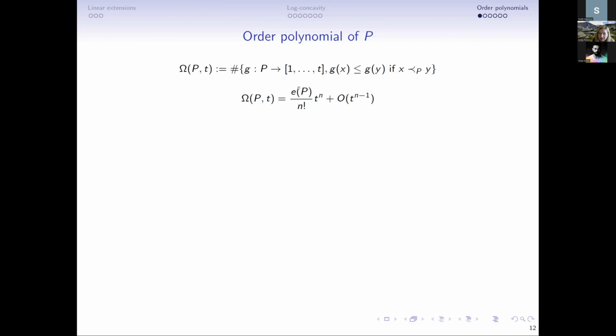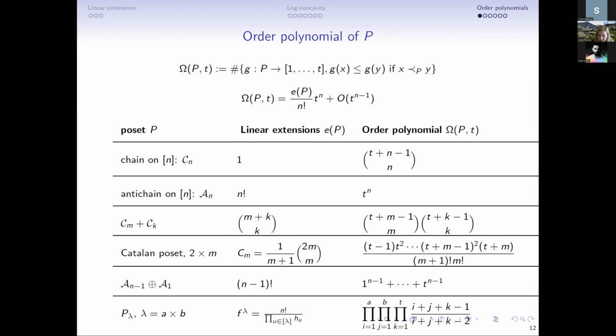And it turns out, as a function of t, the number of values that this function can take is actually a polynomial in t. The leading coefficient is the number of linear extensions over n factorial, and then there's some other terms. So it already contains a lot of our information. Here are some examples from earlier. So here are our posets, and this is what the order polynomial looks like. So this is a generalization of these particular numbers.